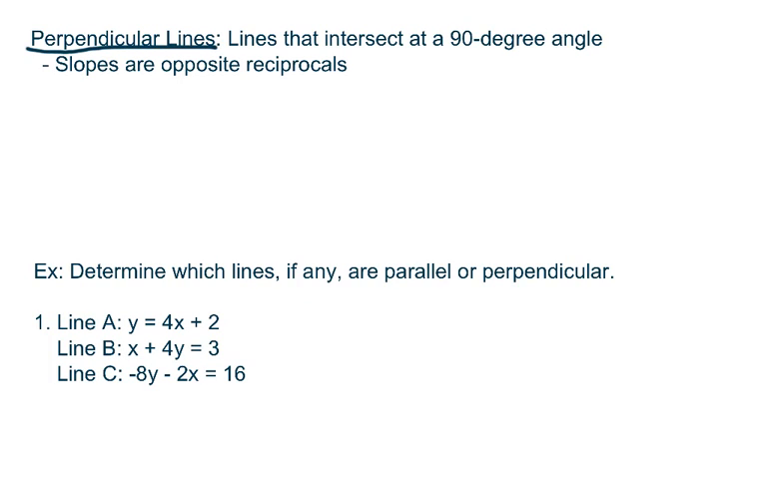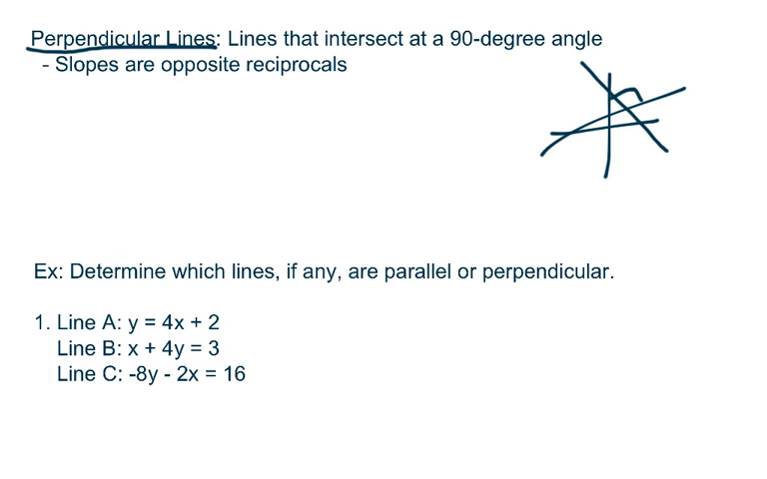The second type is perpendicular lines. Perpendicular lines are lines that intersect at a 90-degree angle. So it's a specific type of intersection. It's not like 2 lines that just cross like that. That's not perpendicular. Perpendicular means they cross, so that angle right there is 90 degrees.